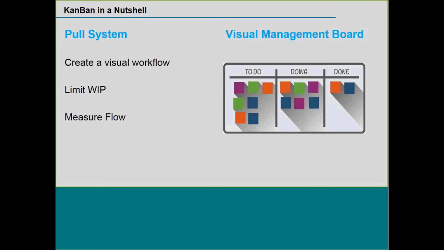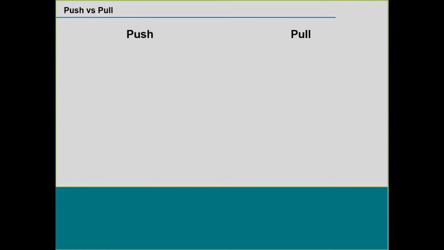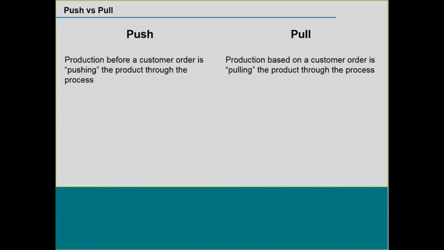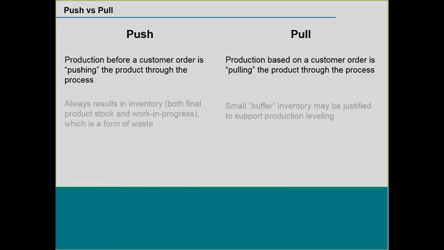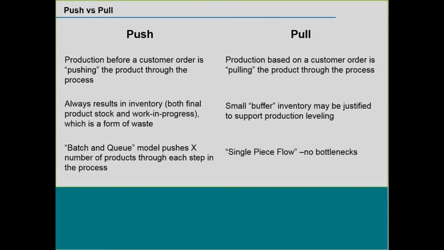And the other side to a Kanban is a visual management board, which helps us to actually manage this. We will review both of these pull systems and visual management boards on the next few slides. Let's first discuss push versus pull. In a push production, production is completed right before the customer actually orders it. That's what we mean by pushing a product to the customer.